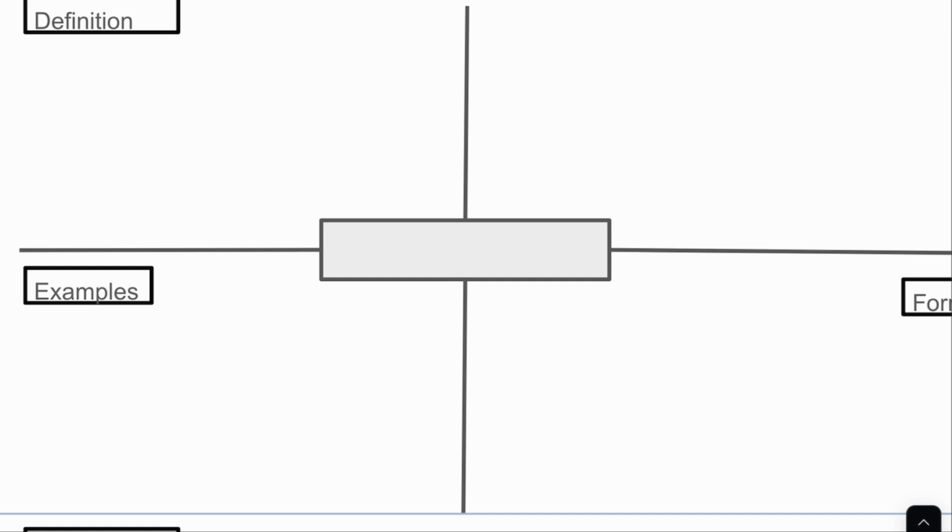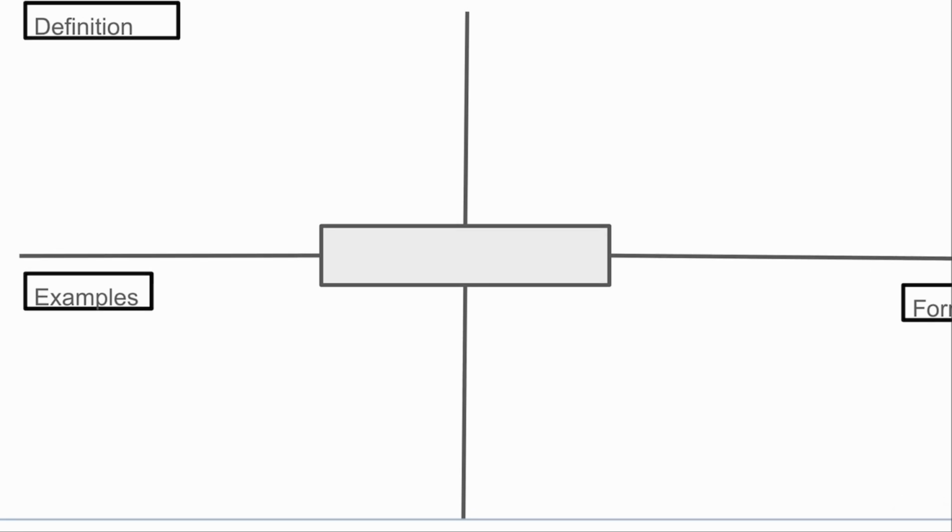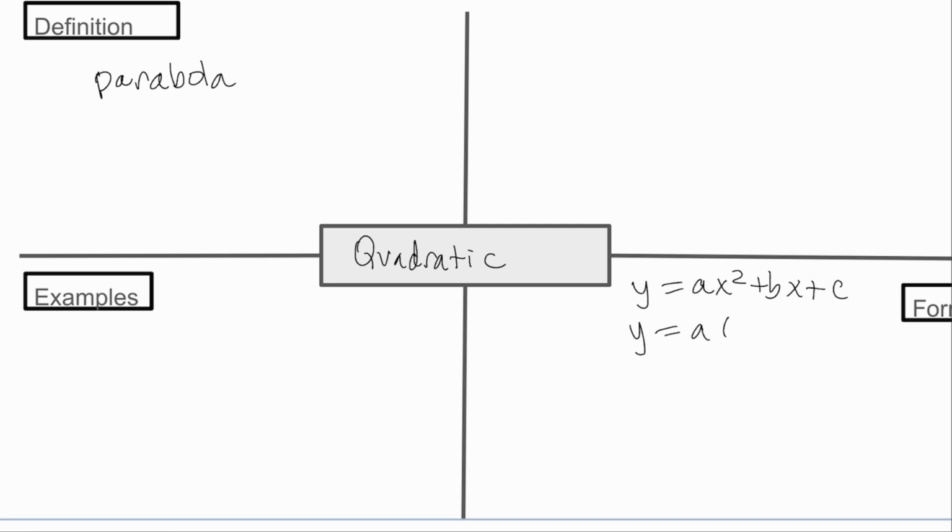Fourth one in this particular set is about quadratics. So a quadratic is, for definition, let's just say a parabola. And for formulas, it is y equals ax squared plus bx plus c, or y equals a times x minus h squared plus k. Either of those forms is acceptable for a parabolic function.